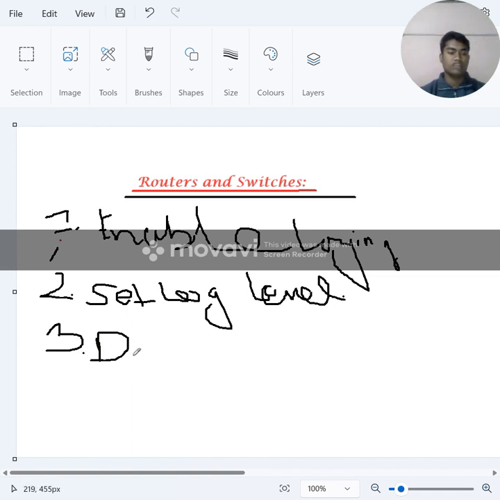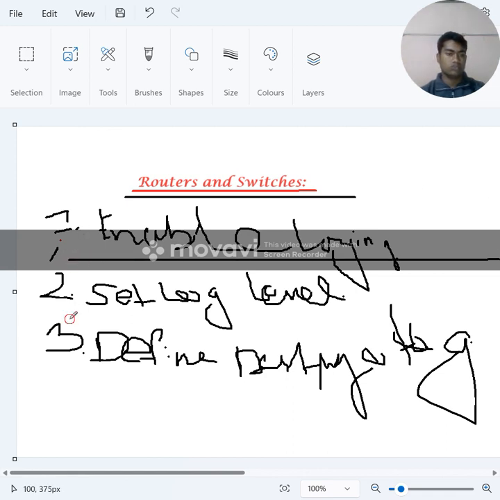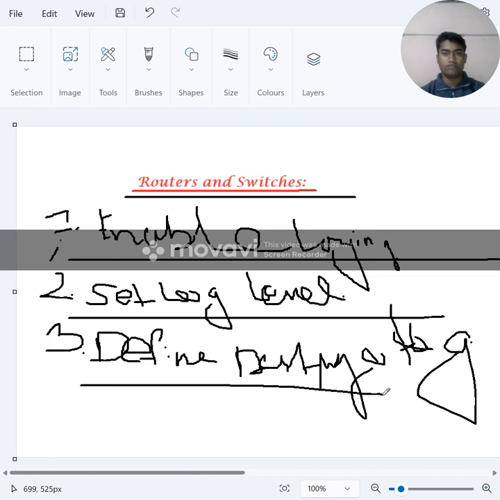And the third point is define destinations of logs. What is the meaning of define? What are the log destinations? Define the destination of your logs. So I have told you about the points step by step.